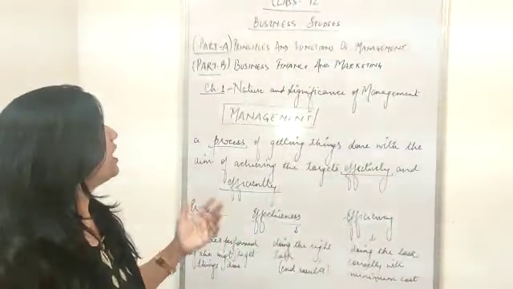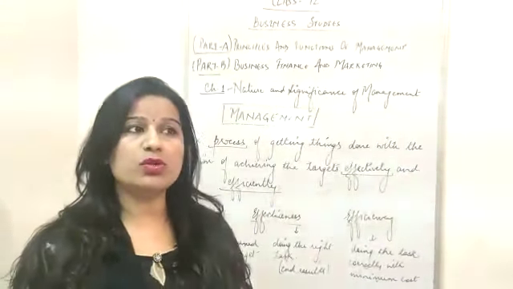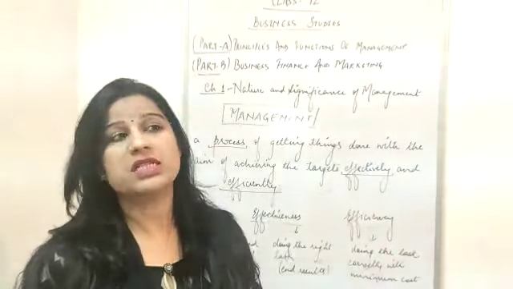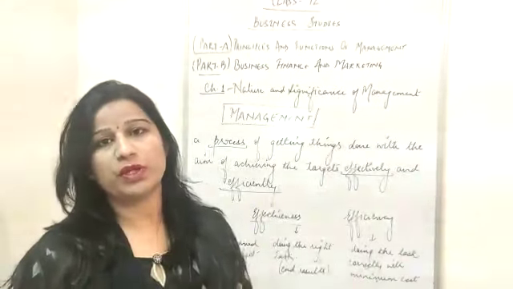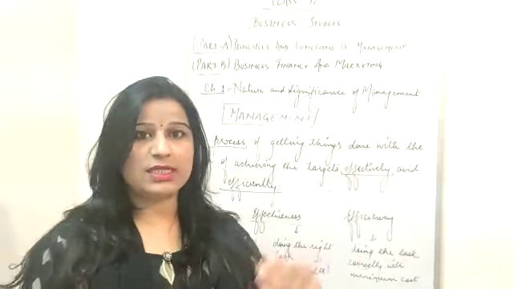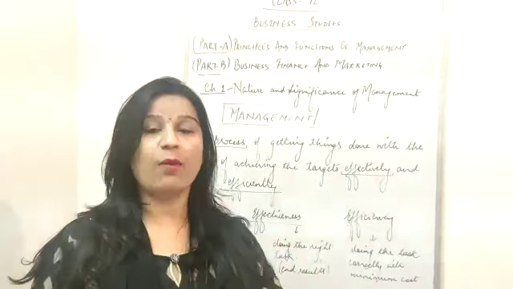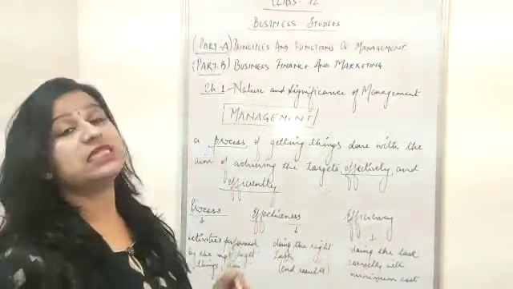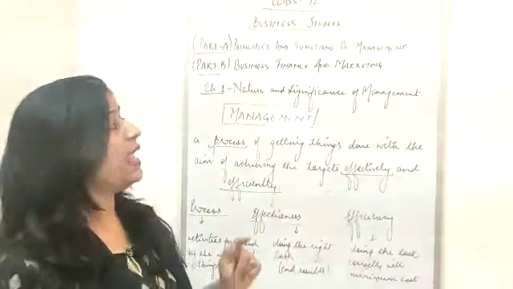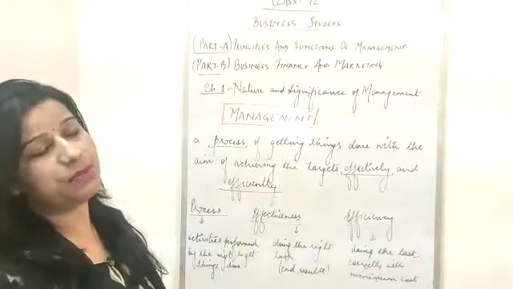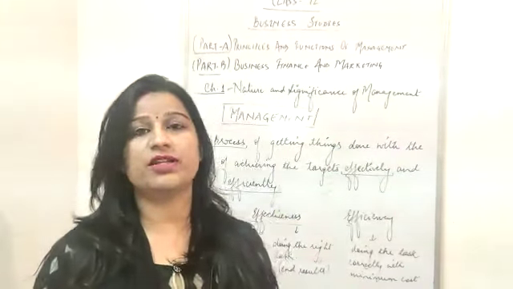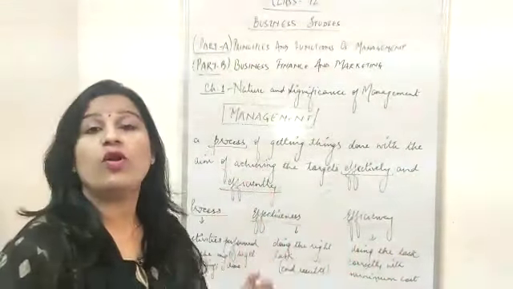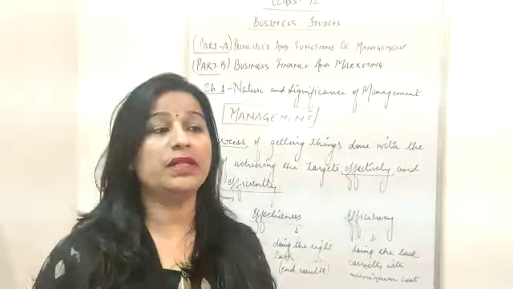And students, part B, that is business, finance and marketing. This part includes the other divisions of management, that is financial management, financial market, marketing management and consumer protection. So students, this is the whole course of your class 12th. But I would like to add one more thing: part A of BST includes 50 marks and part B includes 30 marks. So in total, your 80 marks are divided into part A of 50 marks and part B of 30 marks. So that is all students, the basic introduction of class 12th.